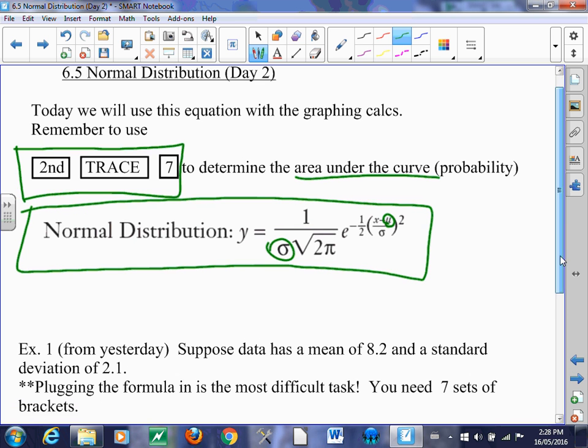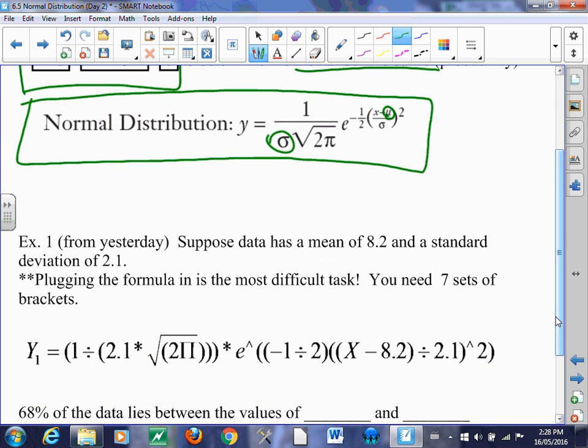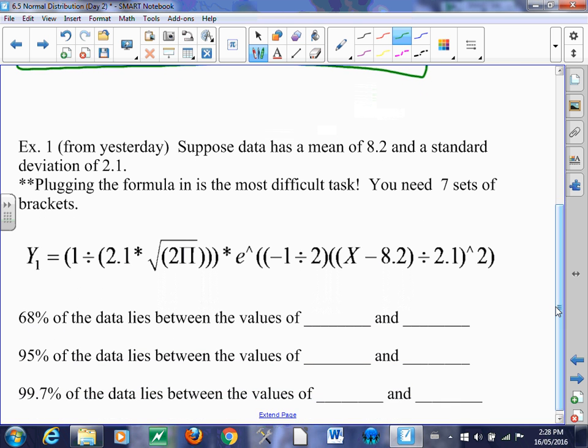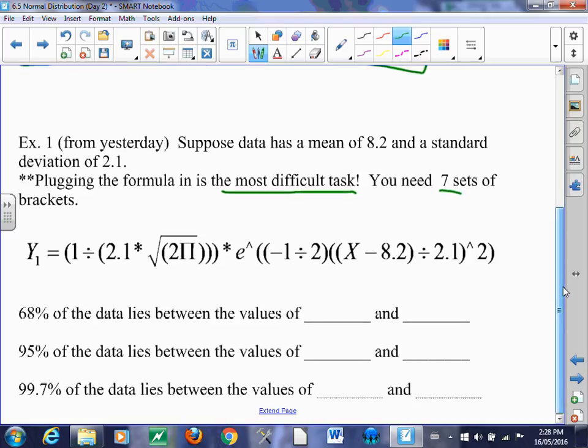All right. So from yesterday, we have this equation. This you could plug in the graphing calculator. Again, plugging in the calculator is the most difficult task. You actually, in this case, need 7 sets of brackets to complete it. However, we're going to learn an easier way as we get going. But just stay with me, folks.